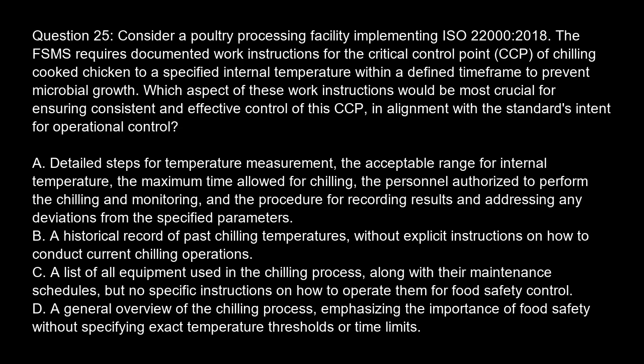Option A. Detailed steps for temperature measurement, the acceptable range for internal temperature, the maximum time allowed for chilling, the personnel authorized to perform the chilling and monitoring, and the procedure for recording results and addressing any deviations from the specified parameters. Option B. A historical record of past chilling temperatures, without explicit instructions on how to conduct current chilling operations. Option C. A list of all equipment used in the chilling process, along with their maintenance schedules, but no specific instructions on how to operate them for food safety control. Option D. A general overview of the chilling process, emphasizing the importance of food safety without specifying exact temperature thresholds or time limits.